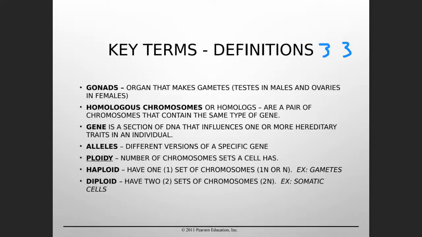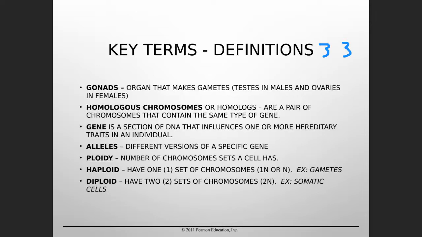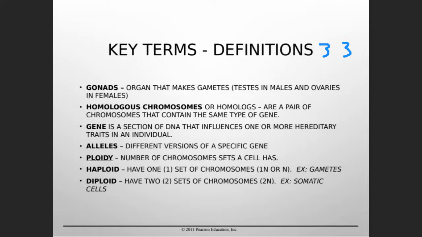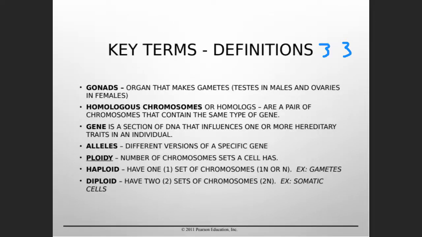Okay, alleles are different versions of a specific gene. That's what I talked about here. That's how you have this variation. The gene that codes for hair color is going to be the same gene. They both code for hair color, but they have some slight variations in them. Okay, but the gene still codes for the same product. So that's what alleles are.